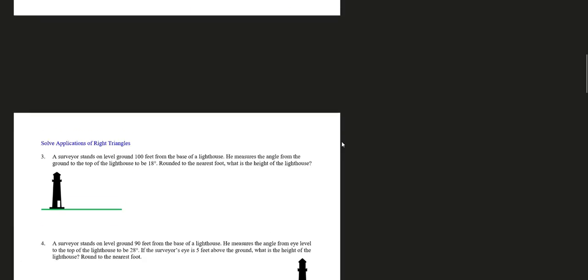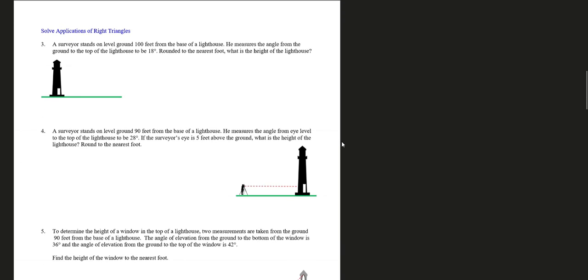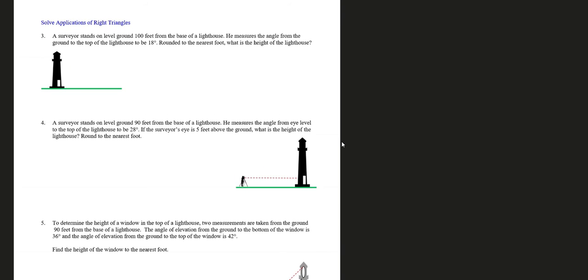Now we are moving to the next category. The problem is solve applications of right angles. A surveyor stands on level ground 100 feet from the base of a lighthouse. He measures the angle from the ground to the top of the lighthouse to be 18 degrees. Round to the nearest foot, what is the height of the lighthouse?